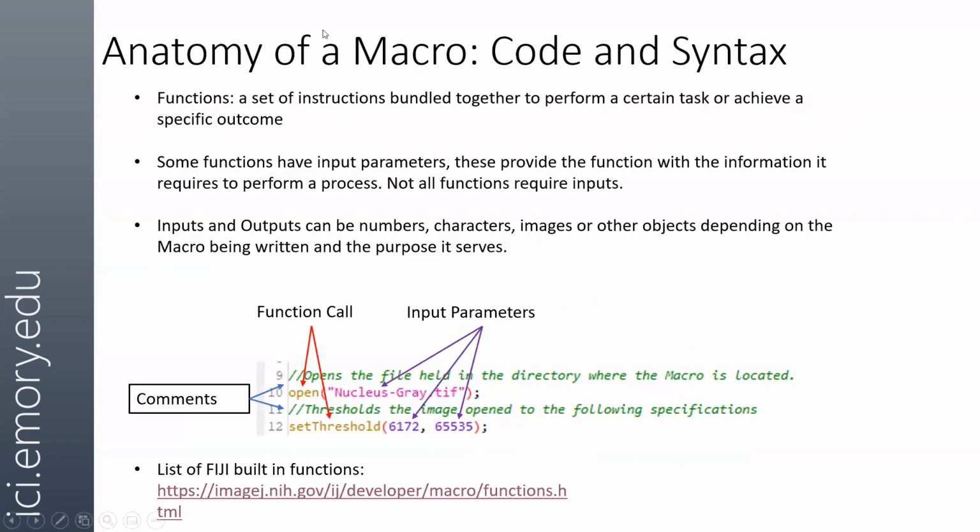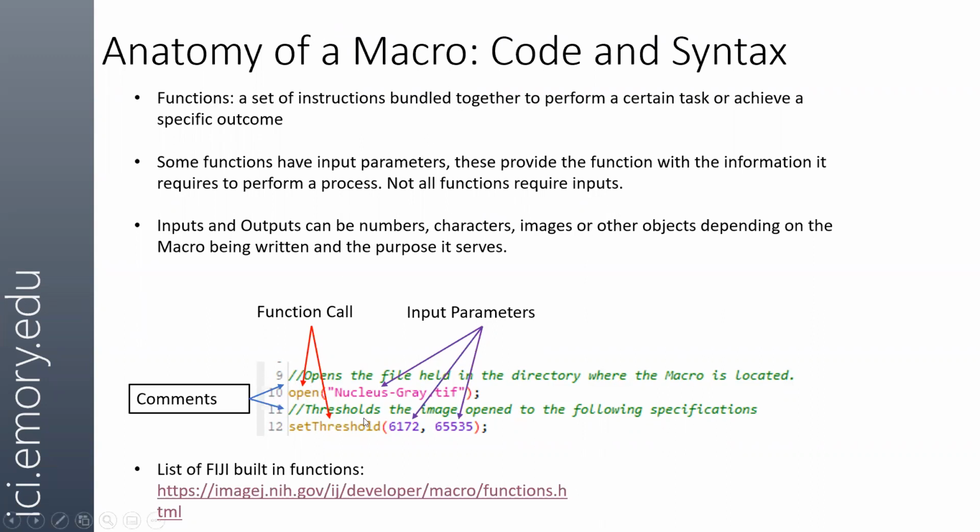Finally, a function is a set of instructions bundled together to perform a certain task or achieve a specific outcome. Fiji has a lot of functions. Some of them take input parameters, some of them don't. Some of them produce outputs, some of them don't. Some of them may open new windows or not. It depends on the function and it depends on what it was trying to achieve.